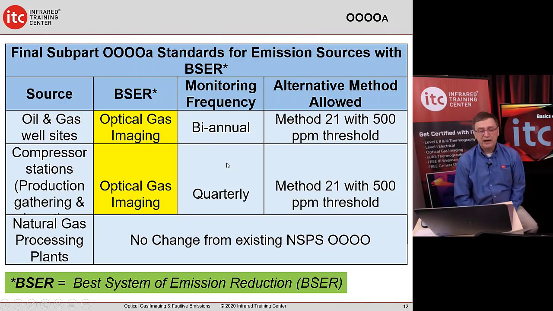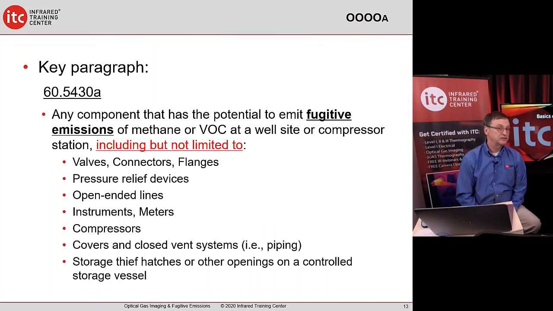Now, one of the key paragraphs from the Quad OA rule is that any component has a potential to emit fugitive emissions of methane or VOC. VOC is volatile organic compounds. At a well site or compressor station, this includes but is not limited to, which means you better go take a look at everything. And this is where OGI has a real advantage over the traditional Method 21. We can see the occasional crack in a well that might be leaking hydrocarbons that might not be picked up by another technology, but it can be visualized. Students in our classes reported success in doing that. And also you get a big overall view of the area. And if there aren't any leaks, you can document the fact that there are no leaks.